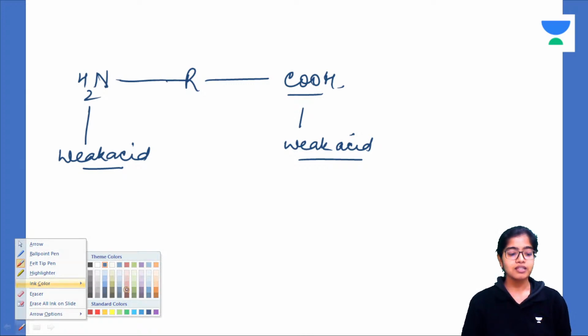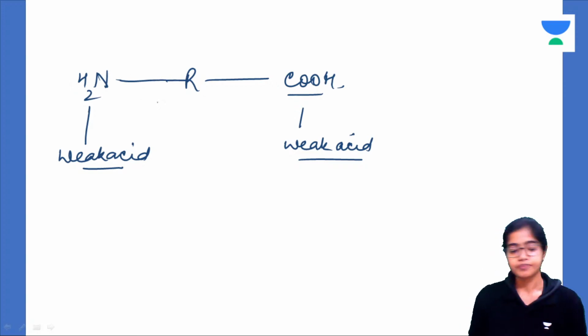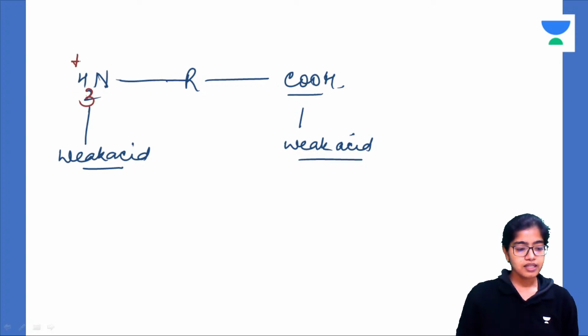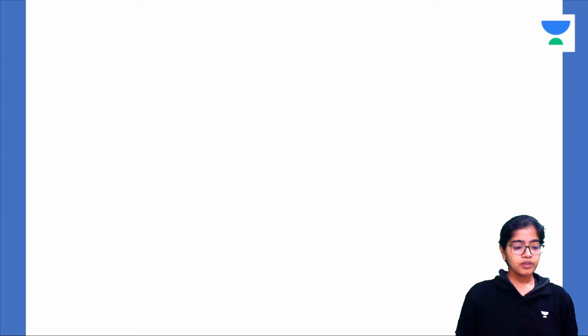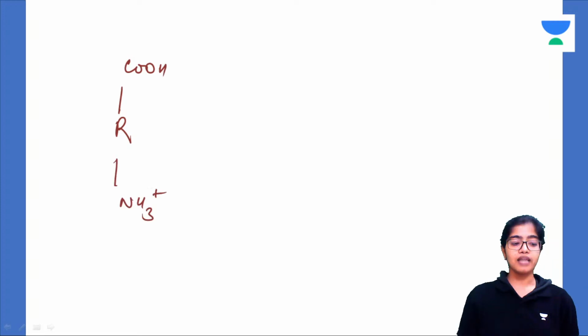What is the function of acid? Acids give out hydrogen ions in solution. So if this is an acid, and this is also an acid, that means they can each give off one hydrogen ion. Now this exists as NH3 plus. This COOH is a slightly stronger acid compared to NH3 plus. Now suppose you keep this amino acid in a solution that is highly acidic. That means the solution is more acidic than COOH, and if it is more acidic than COOH, then it will be more acidic than NH3 plus.